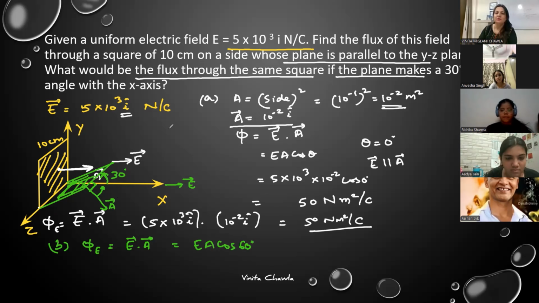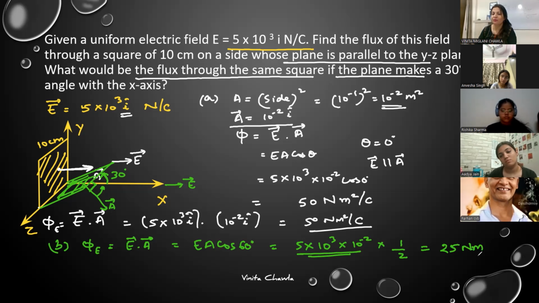Now put the values. E is 5 into 10 is power 3. A is 10 is power -2 and cos 60 degree. What is the value of cos 60 degree? जो sin 30 की होती है half. तो ये आपने ऑलरेडी किया हुआ है 50 into 0.5 और half is 25. No, this is the answer. 25 Newton meter square per coulomb is the answer.